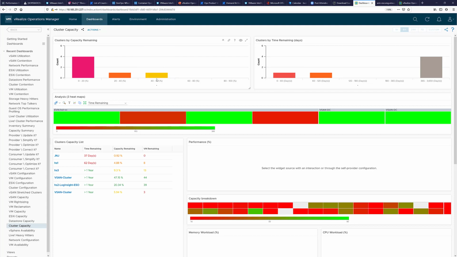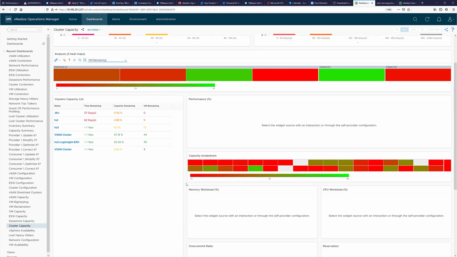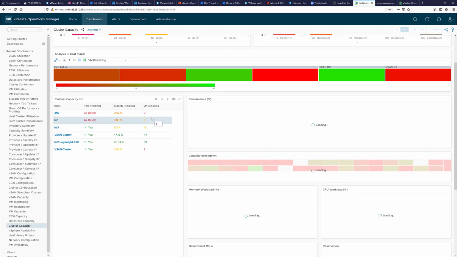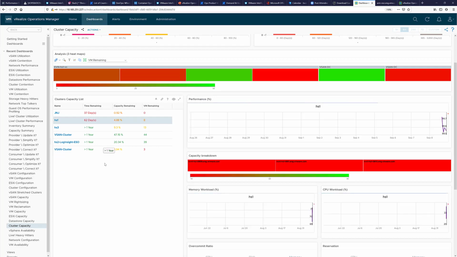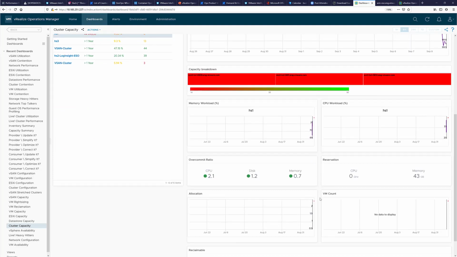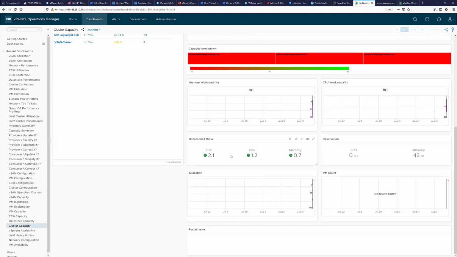Next, it gives you a heat map, and you can see the heat map on capacity remaining, time remaining, or even VM remaining. And by now, by looking at the VM capacity, you get used to the fact that there is a table, and then you can see details about that cluster. So you get the utilization, you get the performance, and you get the overcommit ratio. All the details about that cluster's capacity are provided.